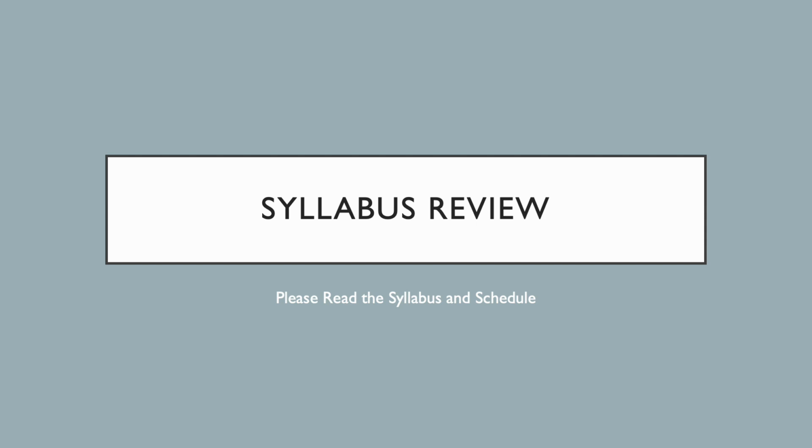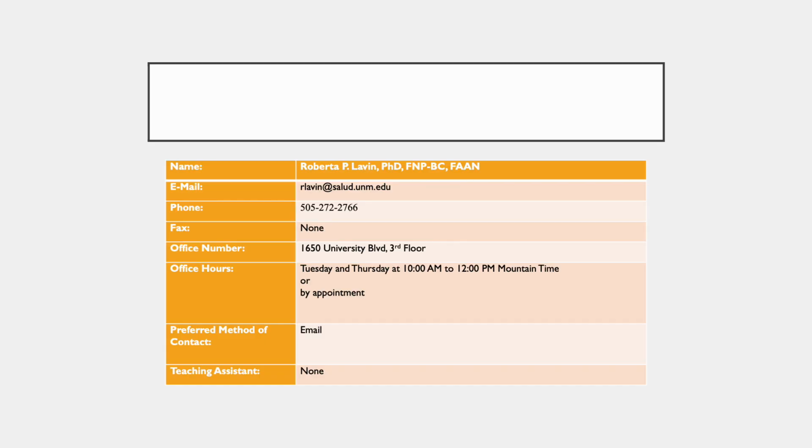Let's take a little time to review the syllabus and the course schedule. You need to read them both very carefully. My contact information is listed here. The best way to reach me is email or text message. This is my office phone. Anybody in my class, you have my cell phone number. Feel free to use the text message feature.